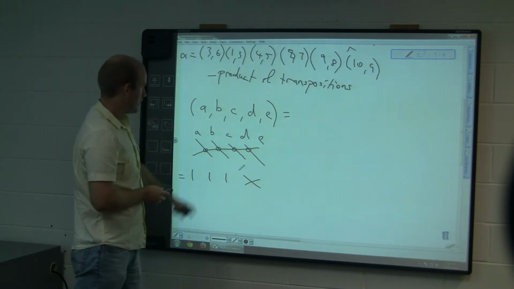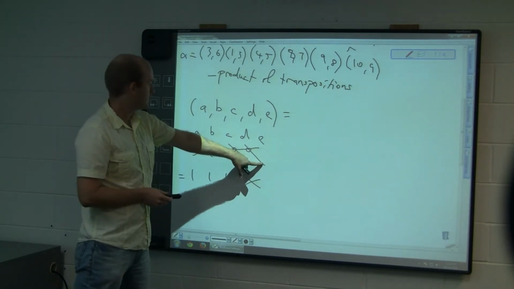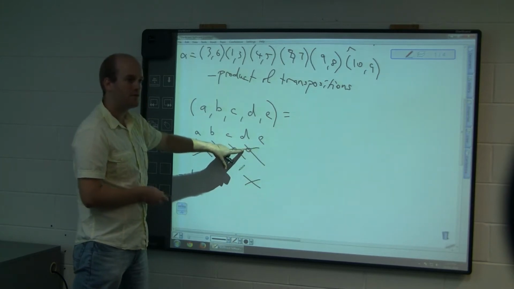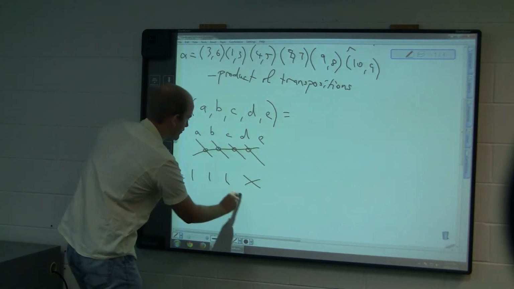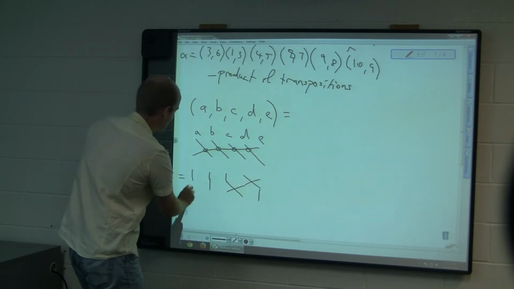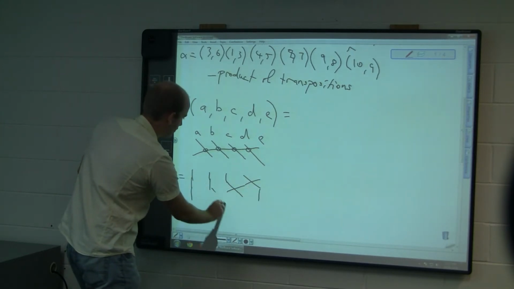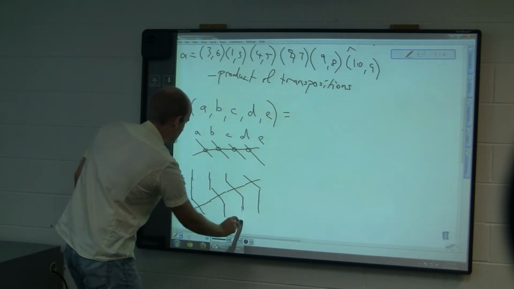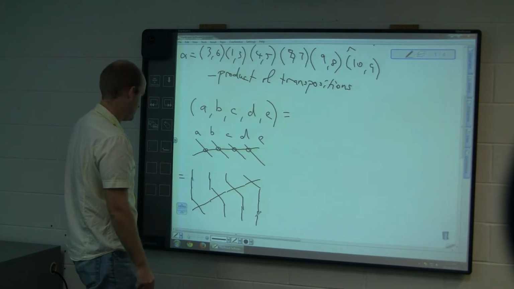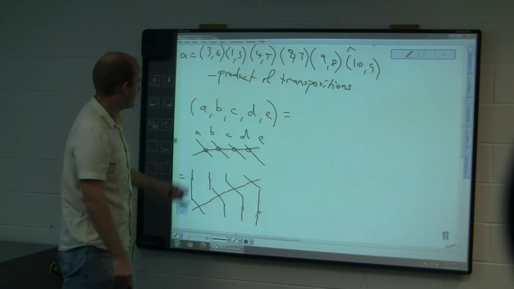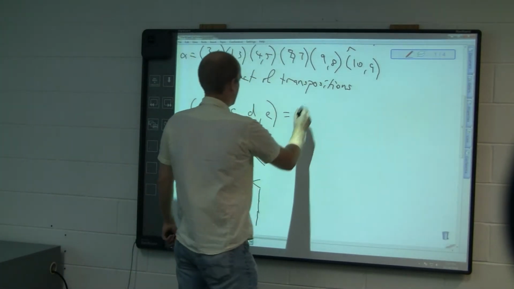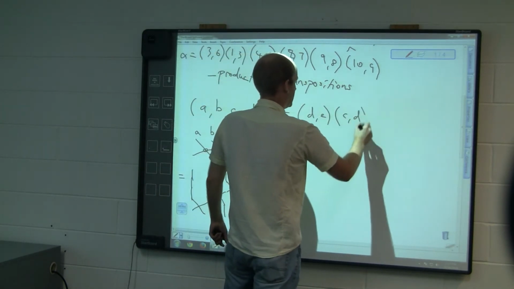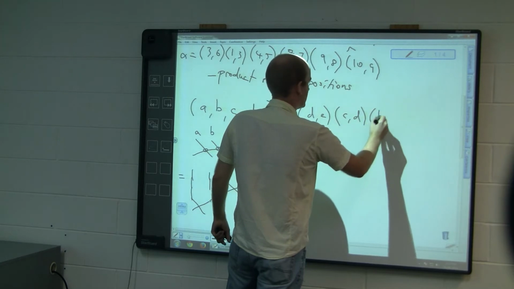And then D would be in the right spot, or it would have moved to the right spot. But E has only gone 1 step along. It's supposed to go all the way. So I'm just going to multiply it by enough transpositions, one at a time, like that. And ultimately I've done the right thing. So (A B C D E) equals (D E)(C D)(B C)(A B).